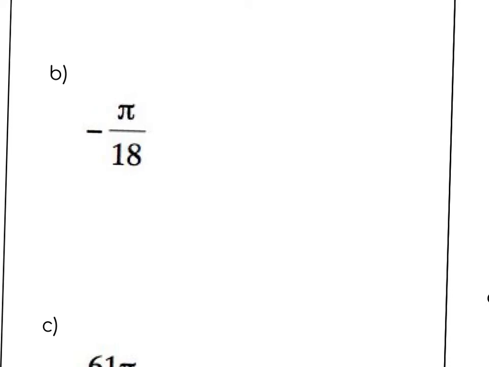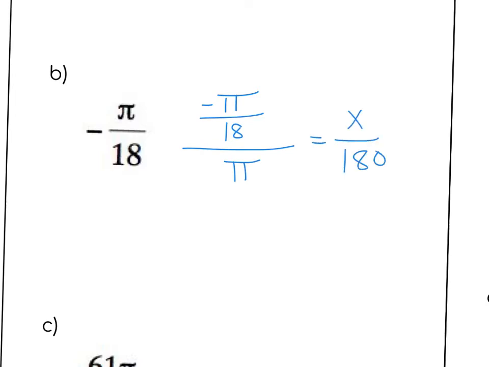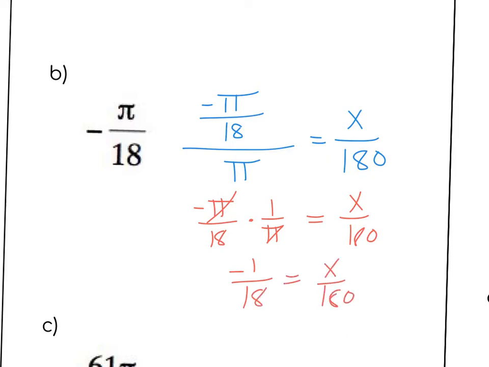Looking at B, I'm going to do this in terms of ratios. So whatever this angle is in degrees, so negative pi over 18, I'm going to do that over pi is equal to some number over 180. I know from this that when I'm dividing, it's the same as multiplying by the reciprocal. Those cancel out, and I end up with x over 180. So we've got negative 1 over 18 is equal to x over 180. Multiplying both sides by 180, we get x is equal to negative 10 degrees.